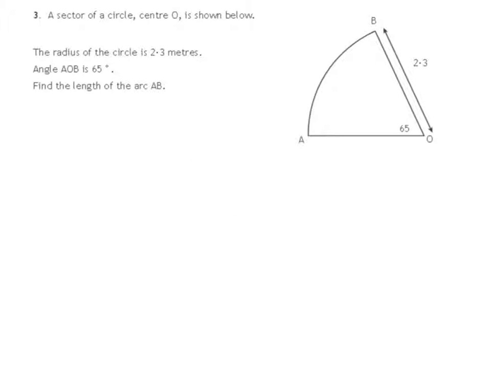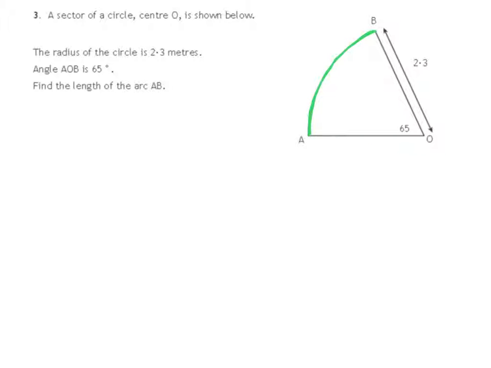This is question number 3 in the calculator paper. A sector of a circle centre O is shown below. The radius of the circle is 2.3 metres, so that's shown here. Angle AOB, which indicates this angle here, is 65 degrees, and the question asks us to find the length of the arc AB. Now the arc AB is this part here, I'll mark it in green, which is part of the circumference if it were a full circle. We only have a part of the circle, so it's referred to as the arc.